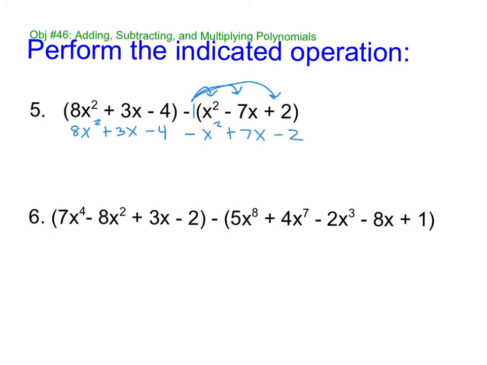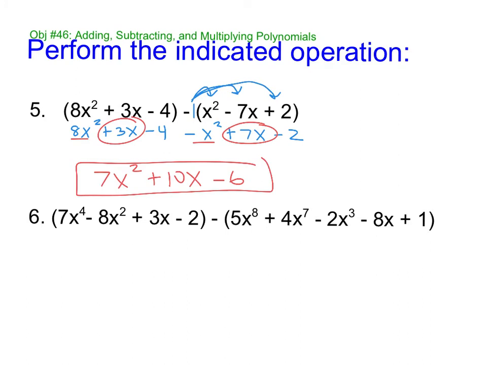Honestly, there's just so many little errors kids make. So that gives me 7x squared. 3 and 7 gives me 10x. And then minus 6. So this next one, just rewrite the first, nothing in front of the parentheses. And then I'm going to distribute that negative to everything. So it just goes through and it switches everyone's sign.